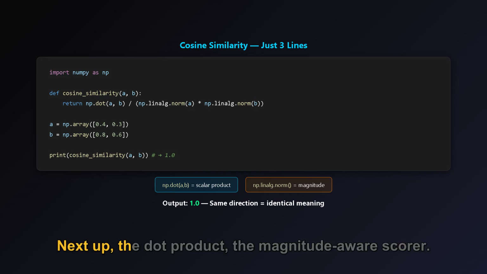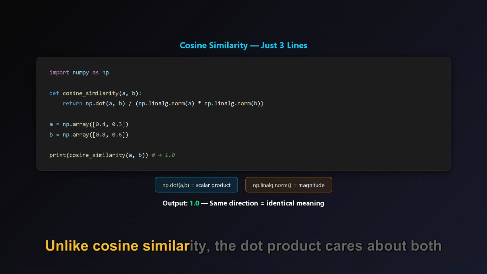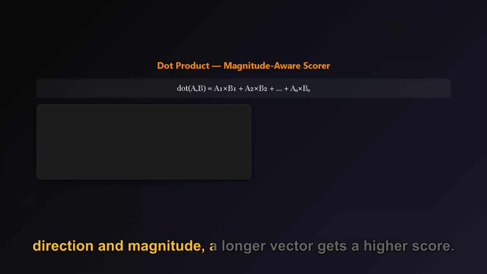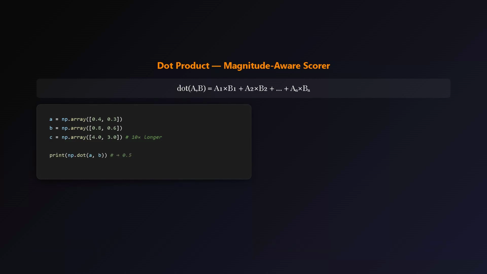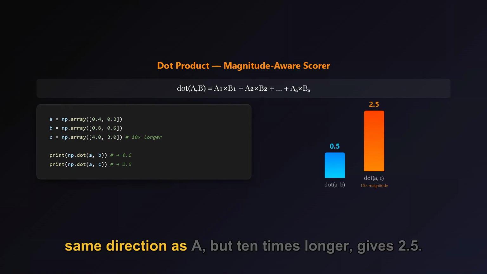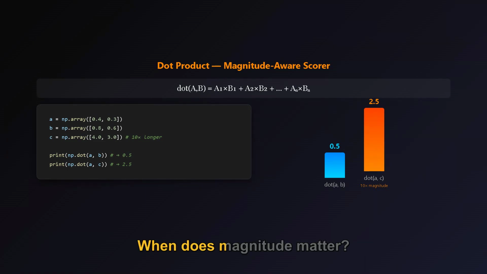Next up, the dot product, the magnitude-aware scorer. Unlike cosine similarity, the dot product cares about both direction and magnitude. A longer vector gets a higher score. Watch: vectors A and B give a dot product of 0.5, but vector C, same direction as A but 10 times longer, gives 2.5. When does magnitude matter?